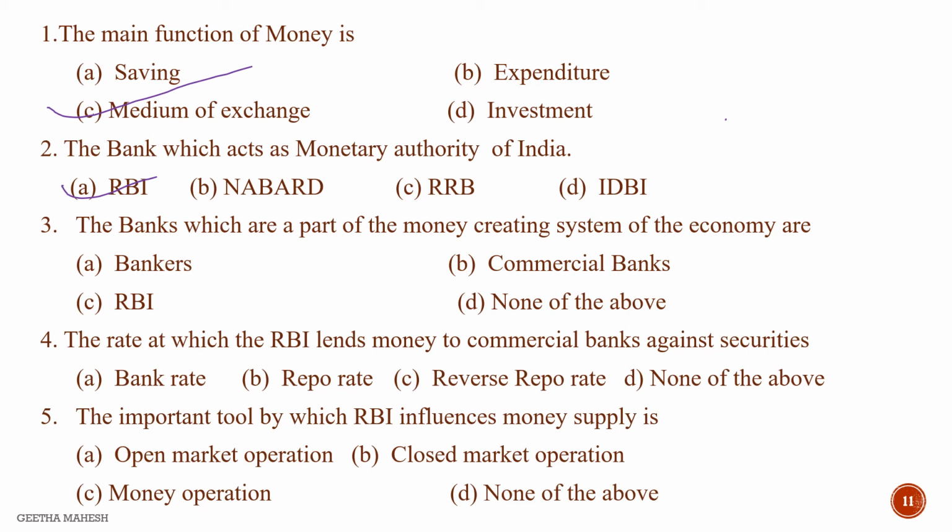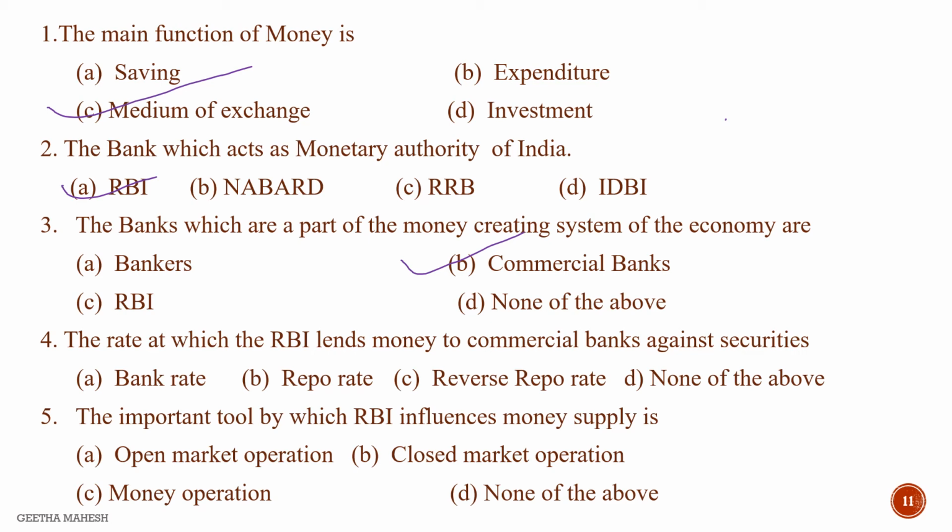Banks which are a part of money creating system of the economy are bankers, commercial banks, RBI, none of the above. It is commercial banks which are the part of a money creating system of the economy. The rate at which RBI lends money to commercial banks against securities.